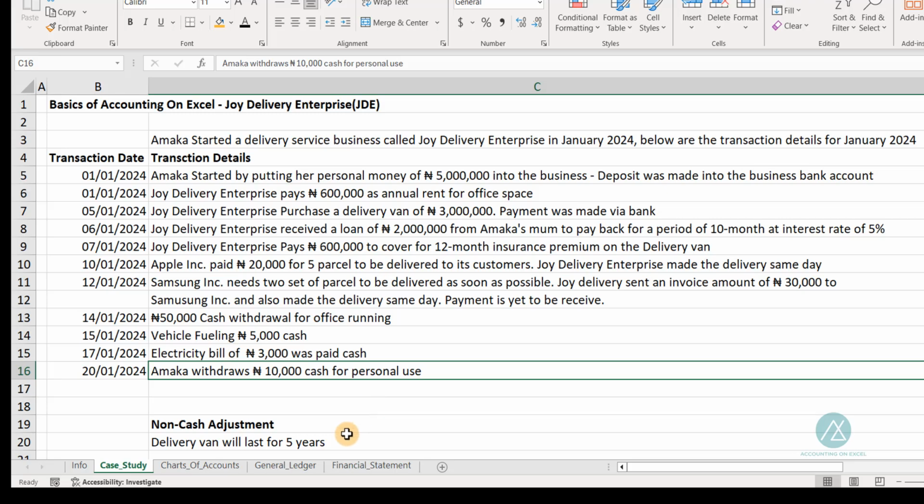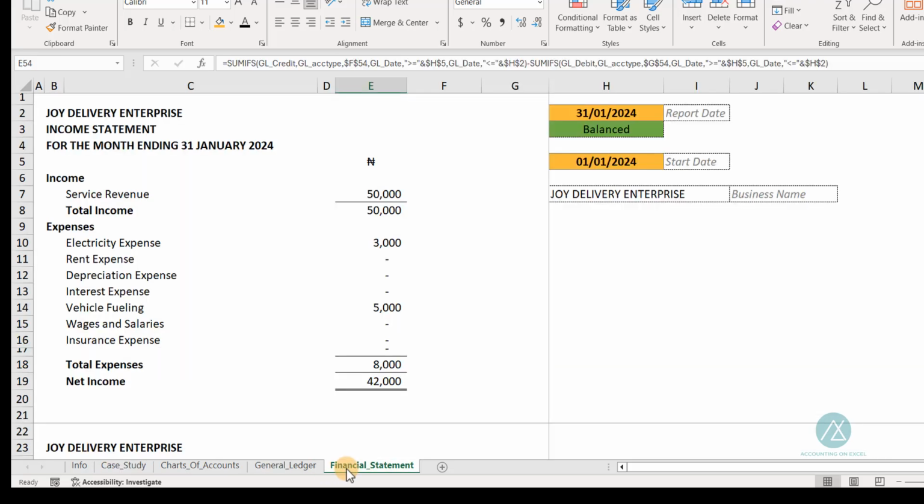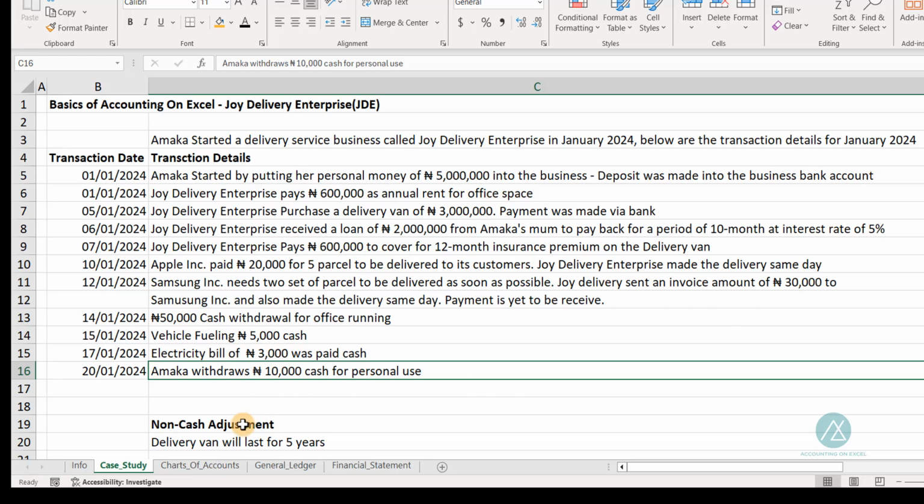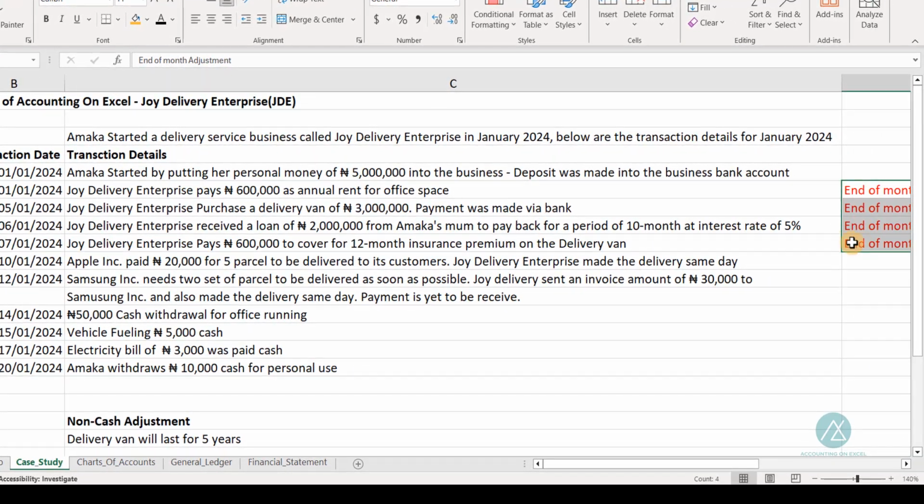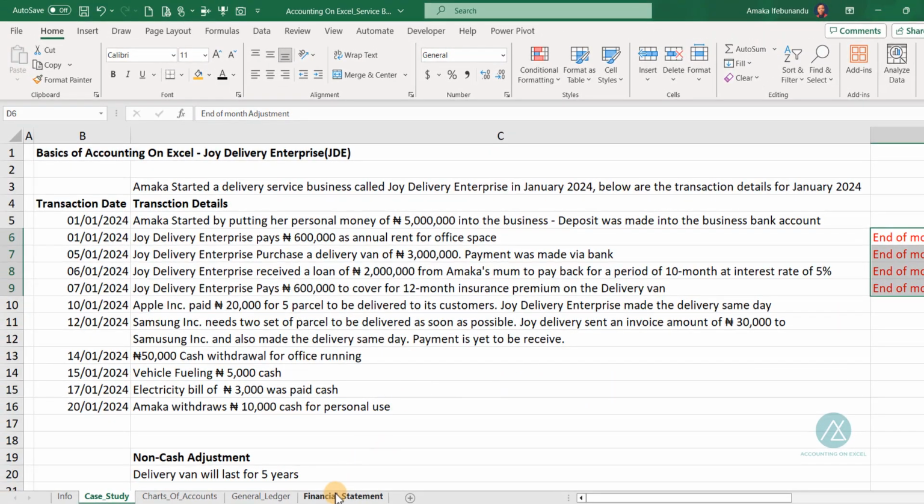So I'll stop here in this particular training. In the next one, we'll be doing the adjusting entry, the non-cash adjustment, so that this video will not be too long. So we've captured all the transactions, right? So all that is required is just for us to do end of month adjusting entry. So in part B of this tutorial, we'll be doing the end of month adjustment. As you know, we have a lot of end of month adjustment. As you can see here, I've highlighted them. So we'll be doing that, right?